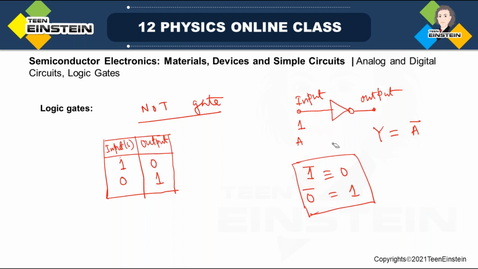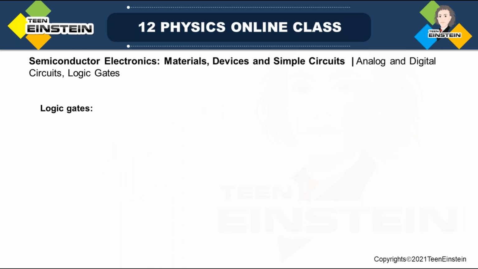So we have already written. If A is the input, then output can be written as Y is equal to A bar. A bar means whatever may be the state of A, if it is at high state, then the output will be at low state. If the input is at low state, then output will be at high state. So this is the case. Now we'll go to the AND gate.